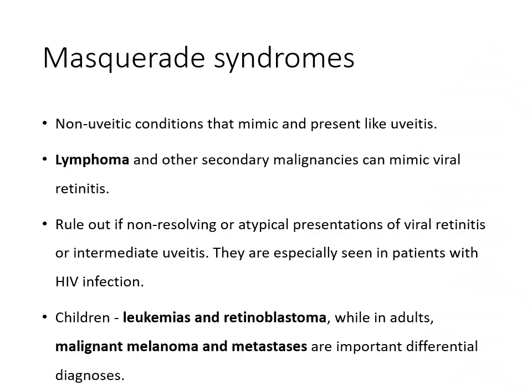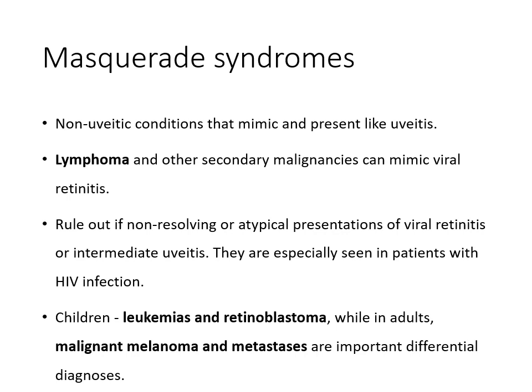Then we have masquerade syndromes. Now, masquerade syndromes are non-uveitic conditions that behave like uveitis. For example, lymphoma, secondary malignancies. So, if you find that there is a non-resolving or atypical presentation of any particular type of uveitis, not responding to antibiotics, not responding to systemic steroids, or an atypical presentation of a particular type of, for example, toxoplasma or other specific type of uveitis, you have to suspect a masquerade syndrome.